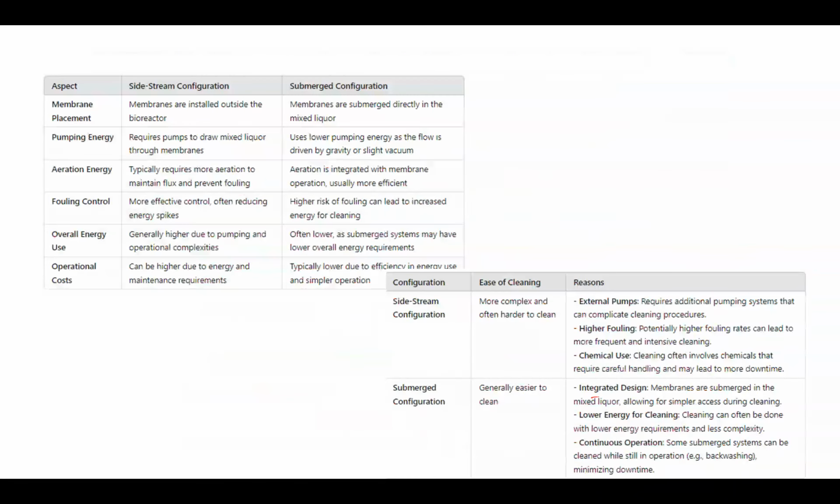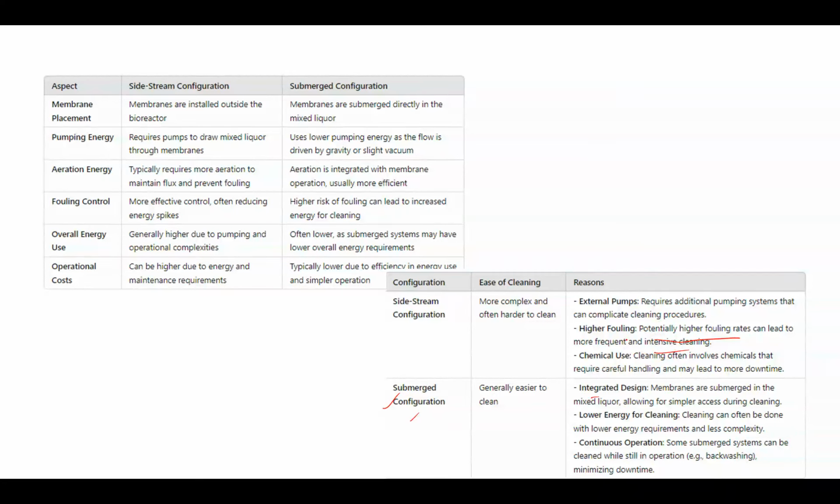Yes. So in the submerged configuration, they are saying even when the system is working, backwashing is also possible. We are using DI water or some pure water to clean the membrane in the system without stopping the process. So that is easier in the submerged configuration.